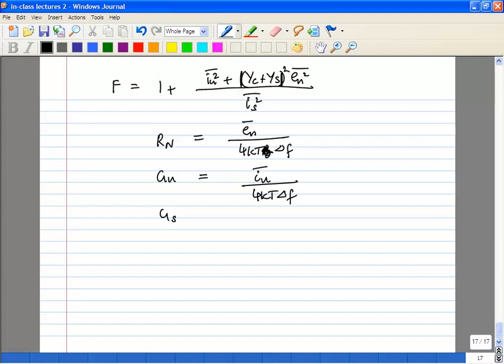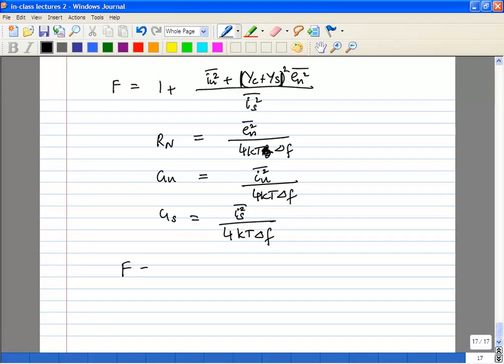Similarly, Gu is Iu squared over 4 kT delta F. Sorry, this should all be squared. And Gs stands for Is squared over 4 kT delta F. Is that clear to everyone? So we are just representing each one of these noise sources by some impedance.